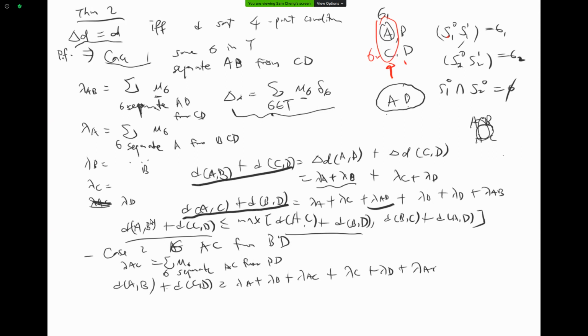And DBC plus DAD is equal to, again, lambda AC plus lambda B plus lambda C plus lambda AC plus lambda A plus lambda D, right? So basically lambda A, B, C, D, they have all, and then plus 2 lambda AC. So these two are basically the same, right?